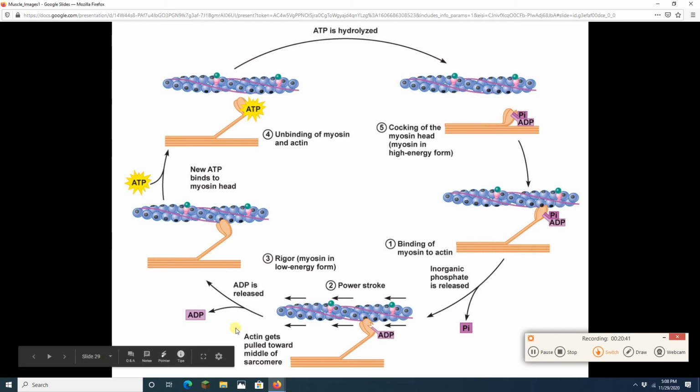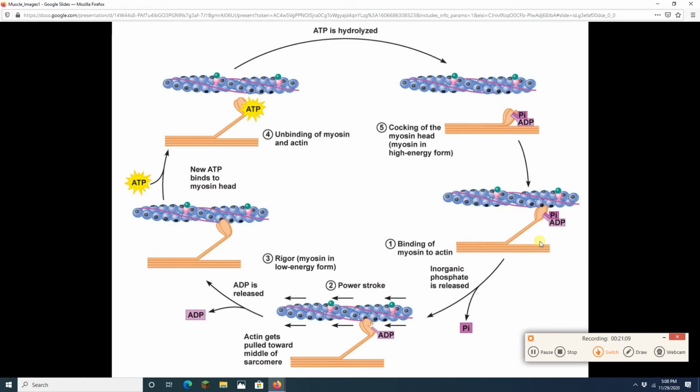Let's look at that interaction between myosin and actin a little more. Starting out here, number one, it's a good place to start. Myosin has grabbed onto actin. It's able to do so because these little black circles here are the binding sites, and they're exposed because tropomyosin is out of the way, because troponin has bound to calcium.